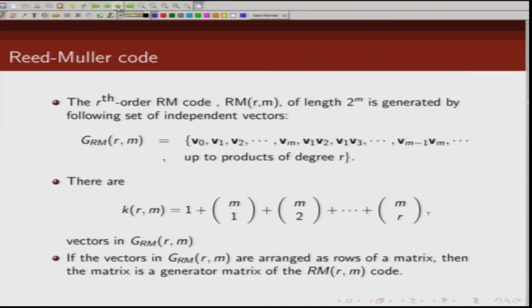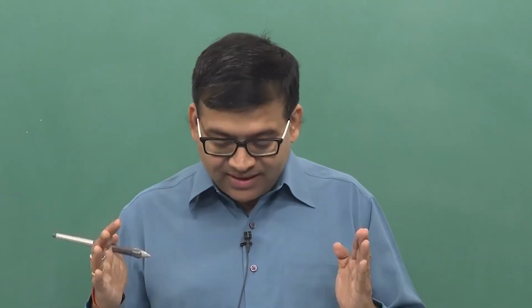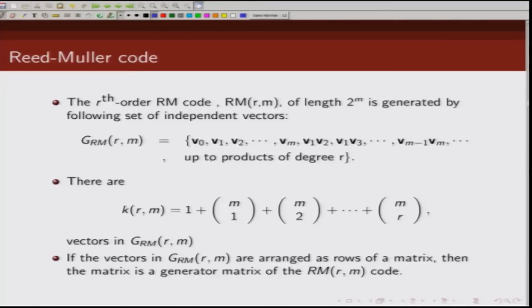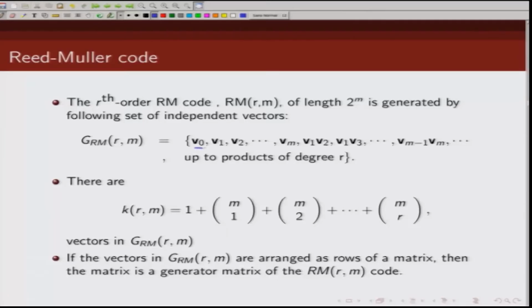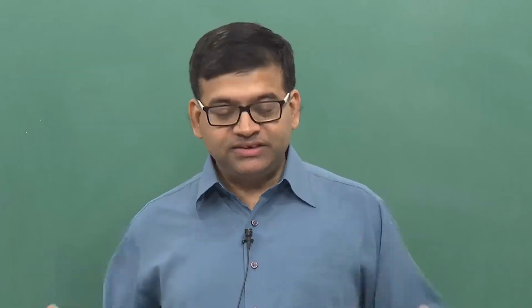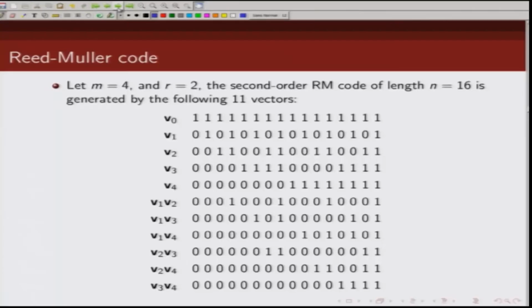Now, if we arrange these vectors V0, V1, V2 and the Boolean products up to order r as rows of a matrix, that will be our generator matrix for Reed-Muller code, and each of these V0, Vi and their Boolean products are linearly independent. So, we can generate our Reed-Muller code using these V0, Vi and their Boolean products as rows of our generator matrix. So, let us illustrate this with an example.